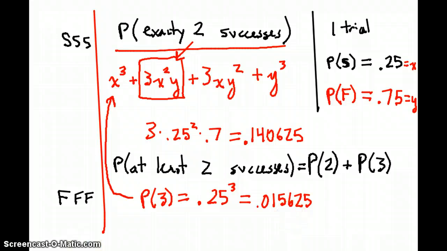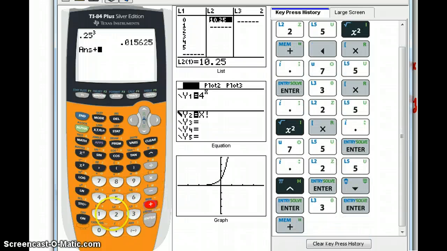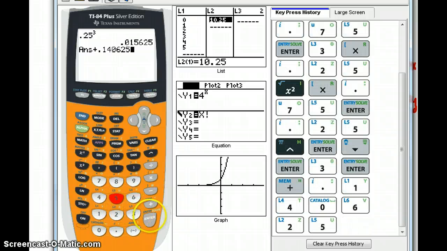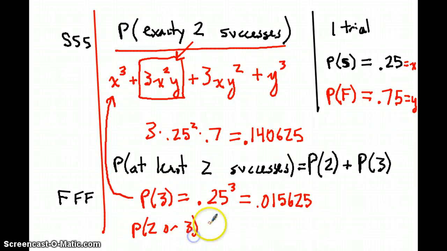Let's try to add those together. That plus 0.14. 0.140625, I think it was. These 2 added are just something a little bit smaller. It's exactly 10 times that. Now, would you have expected that? I don't know. P of 2 is exactly 10 times P of 3. I don't know if I would have guessed that. Anyway, that's how you do that.